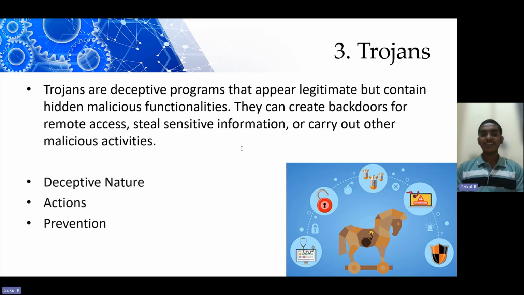And what are all the actions that Trojans may do? A Trojan can create a backdoor for remote access, steal sensitive information from the system, or carry out other malicious activities. And how to prevent Trojans? Exercise caution when downloading software. Use reputable security software.